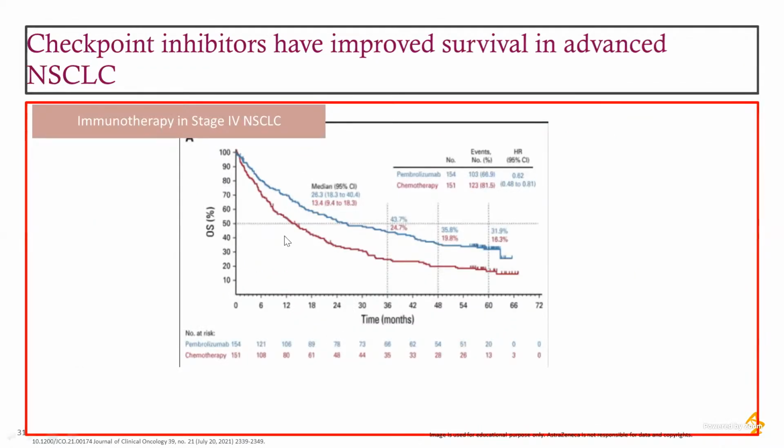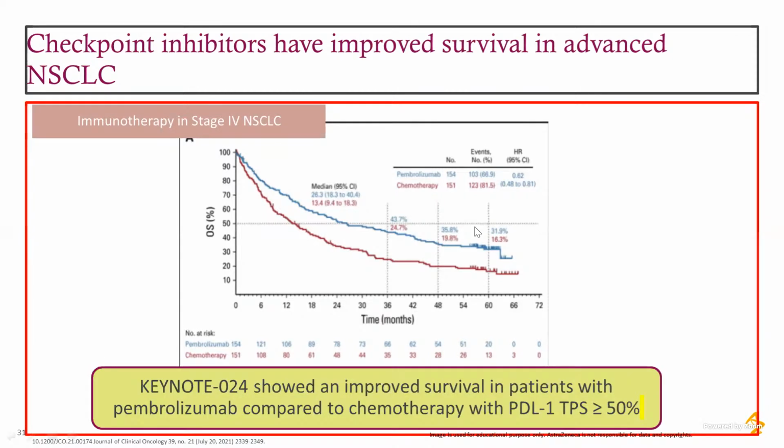This is a checkpoint inhibitor. This was a study in which stage 4 non-small cell carcinoma patients were treated with pembrolizumab. They have seen a drastic improvement in overall survival in these patients. This was the KEYNOTE-024 landmark trial. They have seen improved survival in patients with pembrolizumab compared to chemotherapy in PD-L1 positive patients.